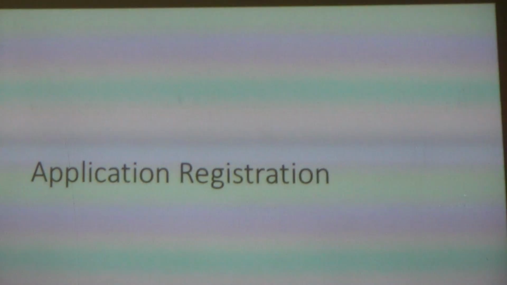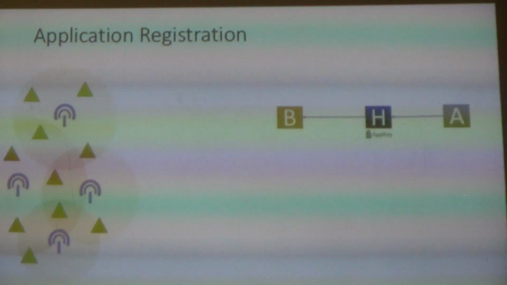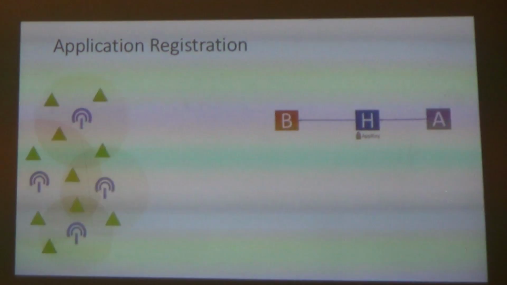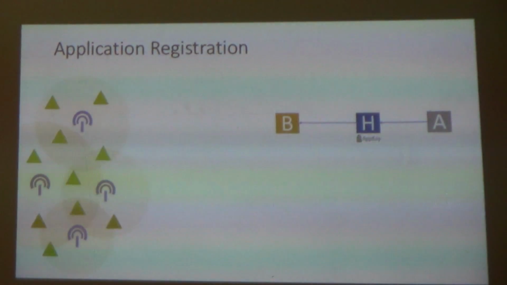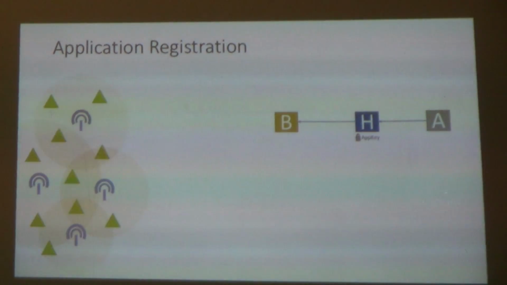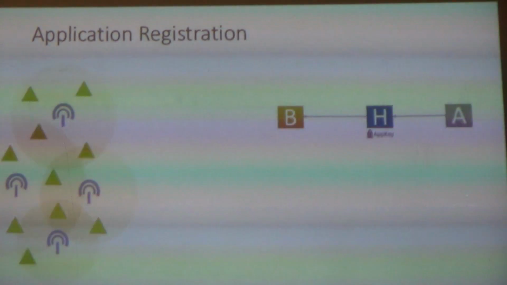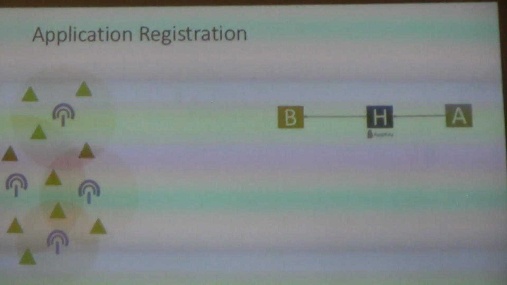First thing is the application registration, and it's very simple. You have an application and you want to make use of the Things Network. What do you do? On the left you have the gateways and the things, and you see there's some overlap. And on the right you see a broker, a handler, and an application. Is this font size readable? It says app key.